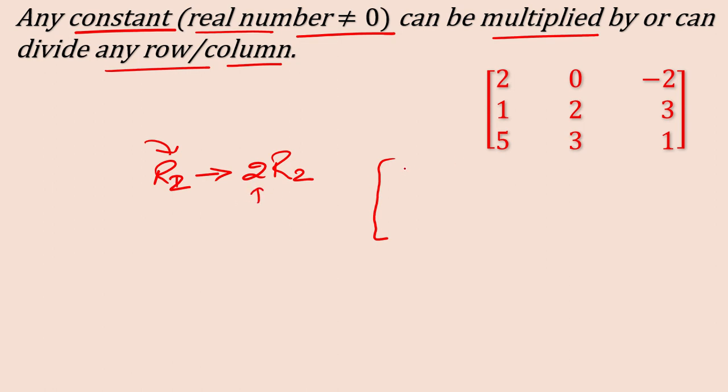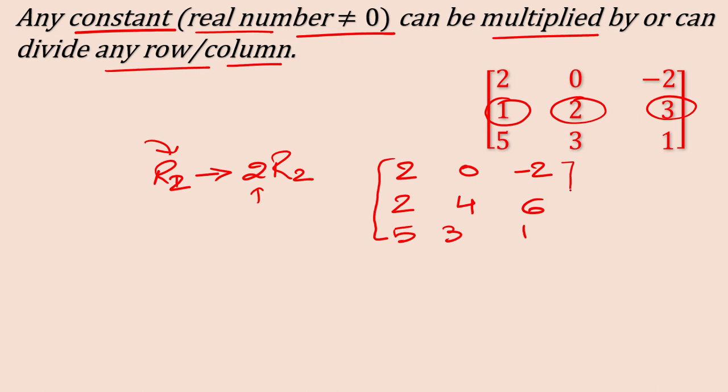Okay, so this is 2. We are not changing R1, so it will remain same. Then R2, every element will be multiplied by 2. So 1 multiply 2 means 2, 2 multiply 2, 4, 3 multiply 2, 6, and then 5, 3, 1. Third row will remain unchanged because we are not performing any calculation for third row.